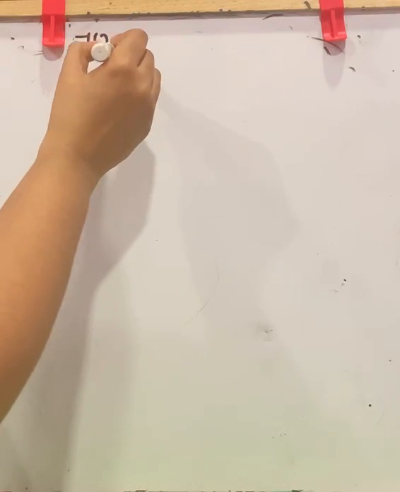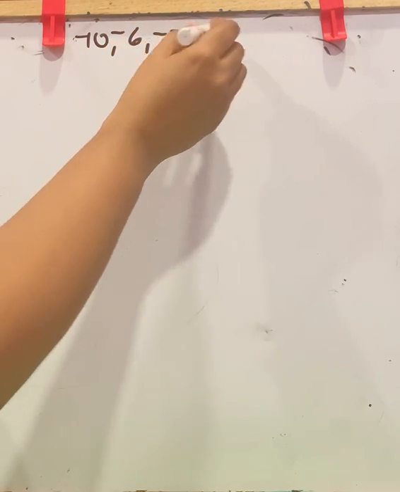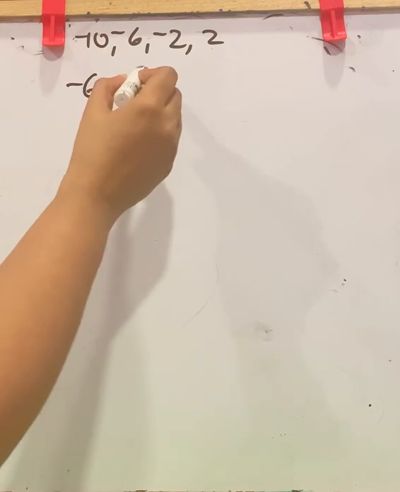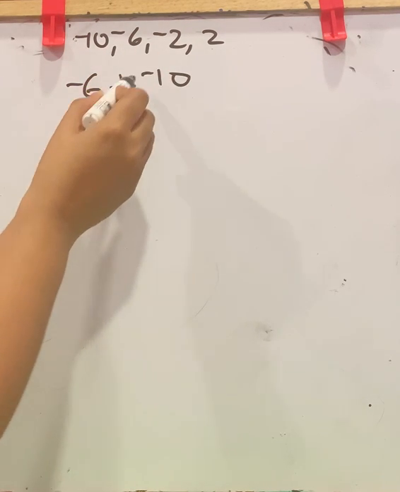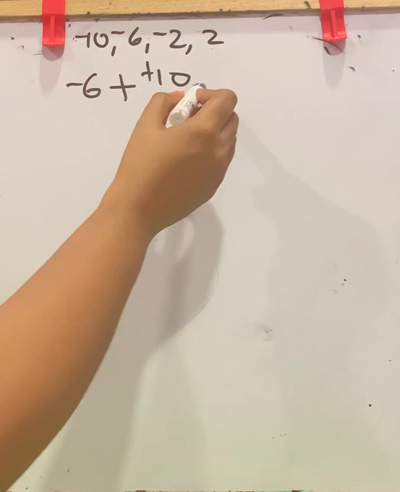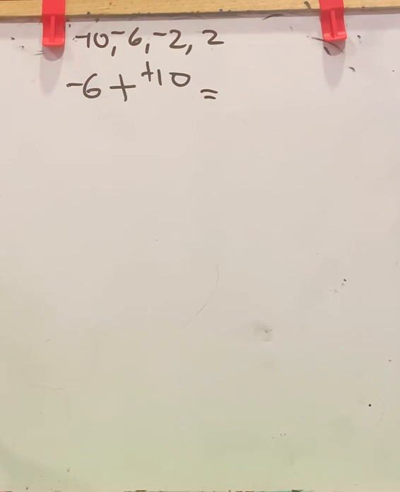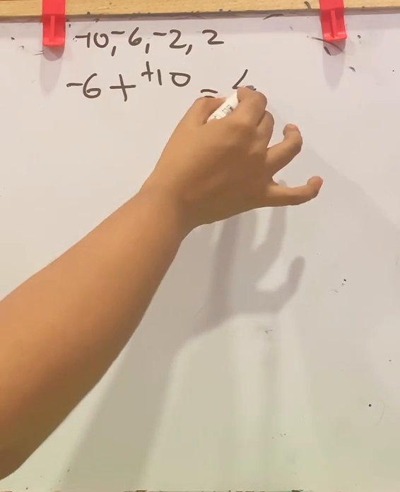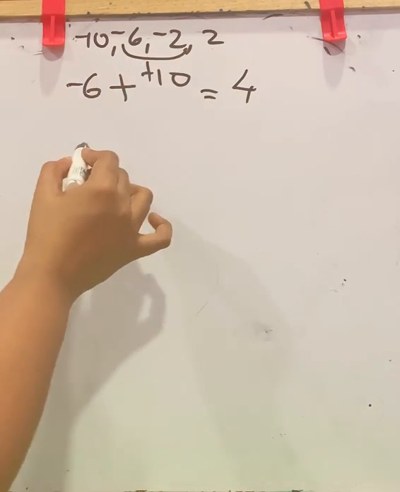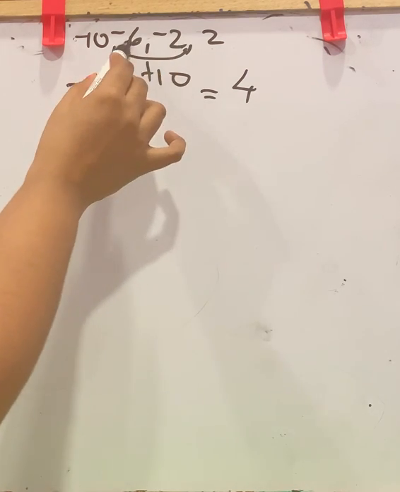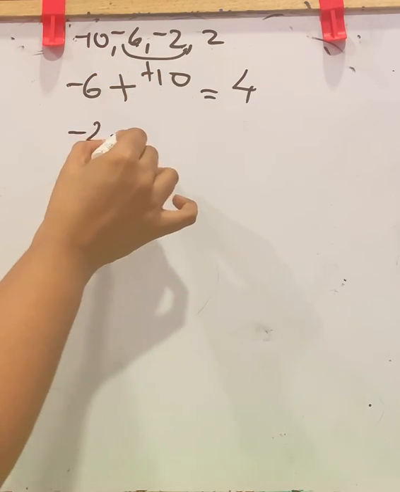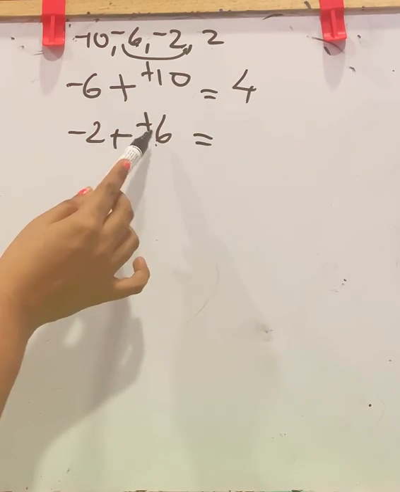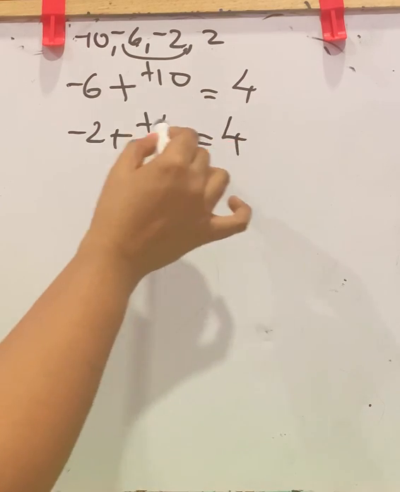Next, negative 10, negative 6, negative 2, 2. Here, let us find the difference. Negative 6 minus negative 10. Subtraction becomes addition and change the sign of the next number. So, here one is negative, one is positive. Subtract the smaller number from the bigger number and put the sign of the bigger number. The result is 4. Now, consider these two terms. That is A3 minus A2. Then negative 2 minus negative 6. This becomes plus, plus. Now bigger number minus smaller number, and put the sign of the bigger number.